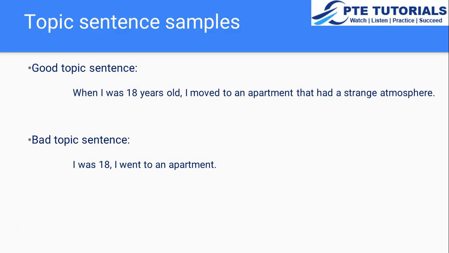A bad topic sentence would be, I was 18. I went to an apartment. First off, this is a bad sentence because it's kind of short and it's also kind of staccato. Moreover, if you wanted to stick two sentences together like this, that comma would actually be a semicolon. But you only do that for two sentences that are related. So this doesn't make any sense whatsoever, especially to native speakers.